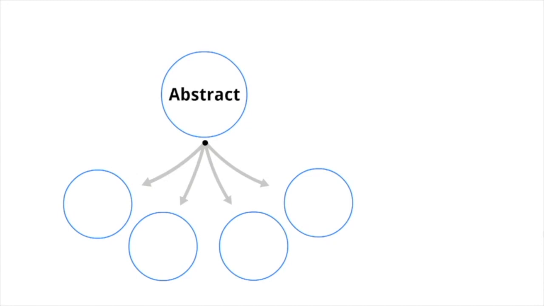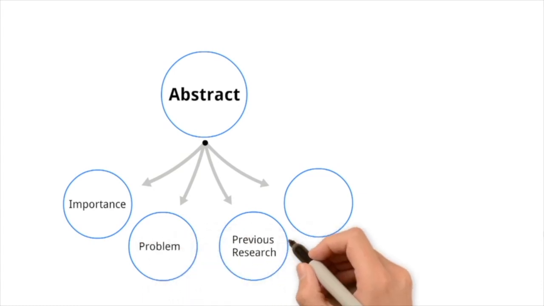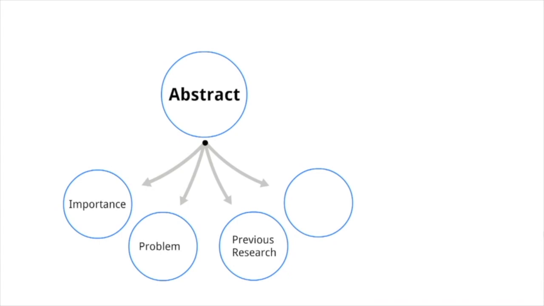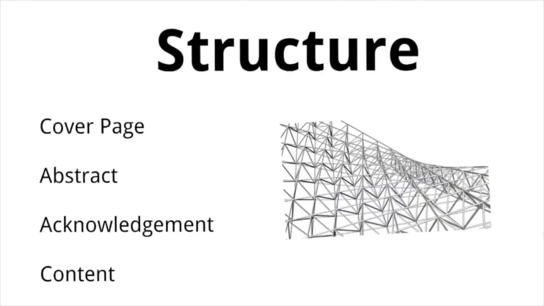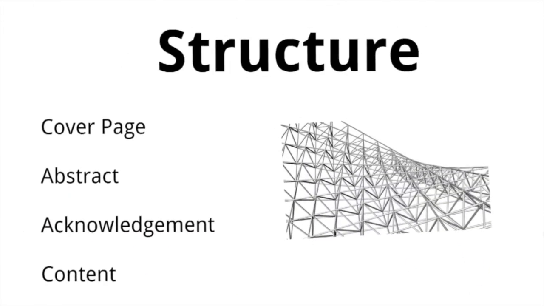After that, we start writing the abstract. We need to think about the importance of your topic and what kind of problem exists in this area. After that, we list a little about the previous research, and in the end, we need to explain what your contribution to this area is. Acknowledgement is about how you thank your teachers, your professors, and your families. We don't talk about it.